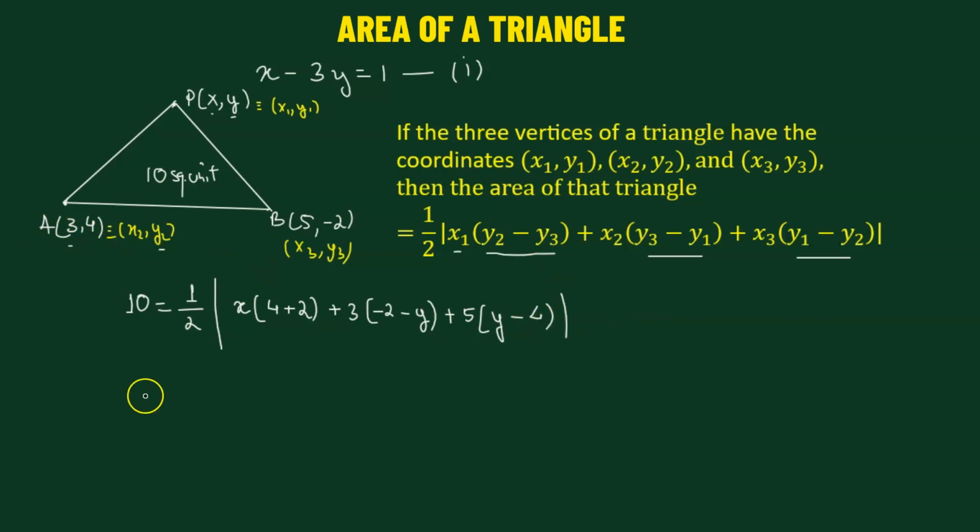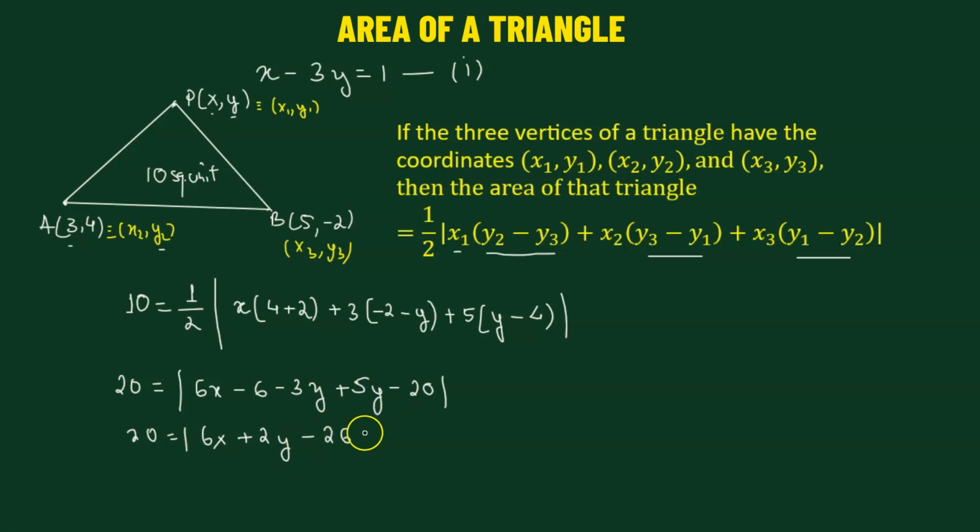Fine. So let's multiply both sides by 2. We get 20 equals the absolute value. So 4 plus 2 is 6, and 6 times x is 6x. Then we multiply 3 with negative 2 minus y and get negative 6 minus negative 3y. Then 5 times y minus 4 is plus 5y minus 5 times 4, that's 20. So we have 20 equals 6x, then 5y minus 3y is positive 2y, minus 6 minus 20, so that's 26.